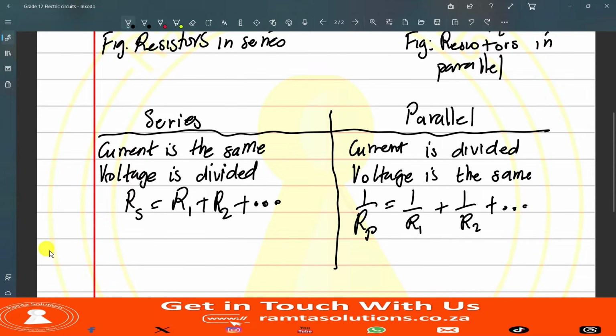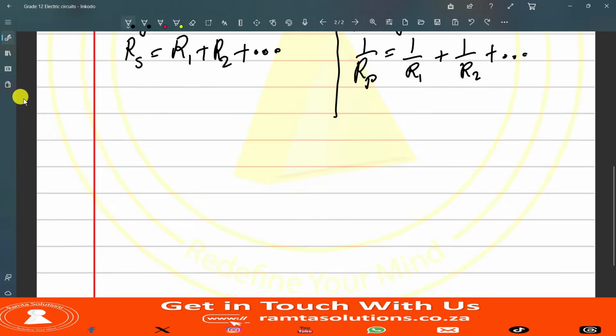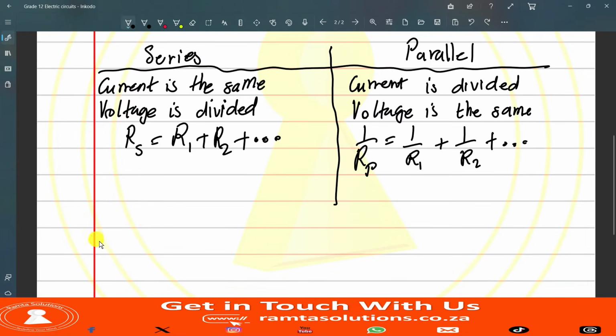Now we are done with our revision. Now let's get to the reason we are here. The reason we are here is EMF and internal resistance. Now, this is your grade 12 work, EMF and internal resistance.